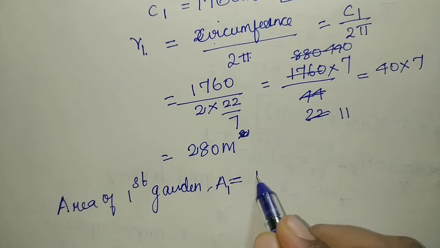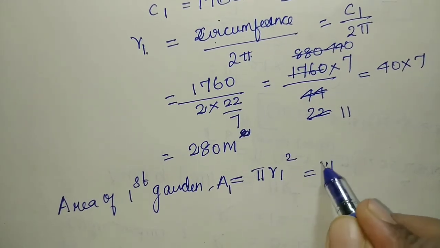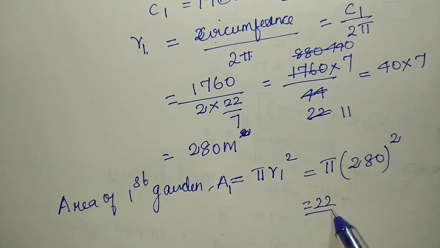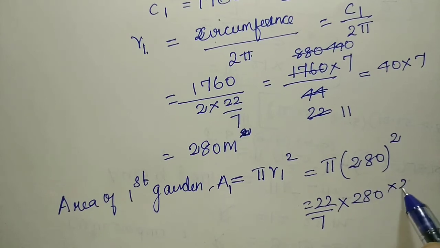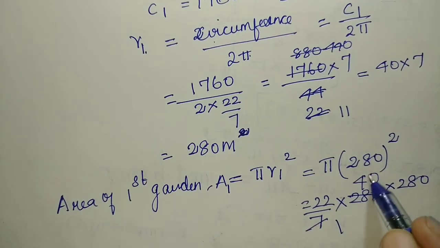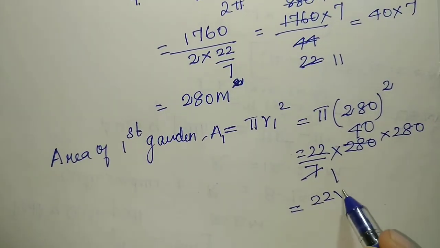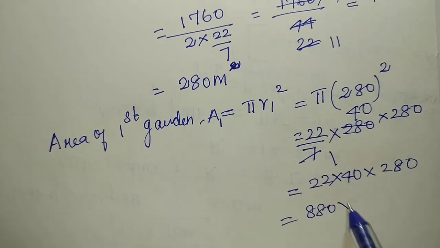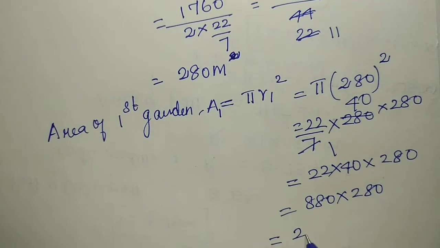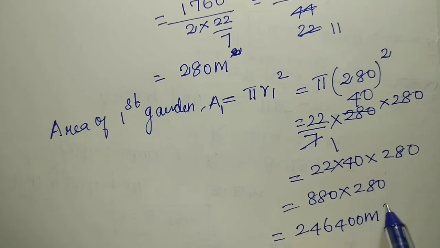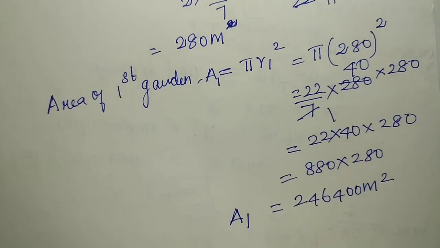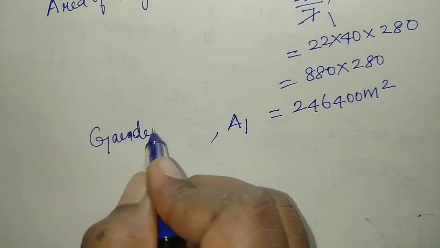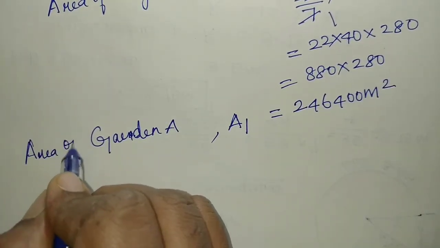Now area of the garden, area of the first garden A. Let it be A1, pi R1 square. So pi, what is R1? Just now we found that it is 280 square. 22 by 7 into 280 into 280. 22 into 40 into 280. 880 into 280, you will get the value 246400 meter square. This is A1, the area of garden A.